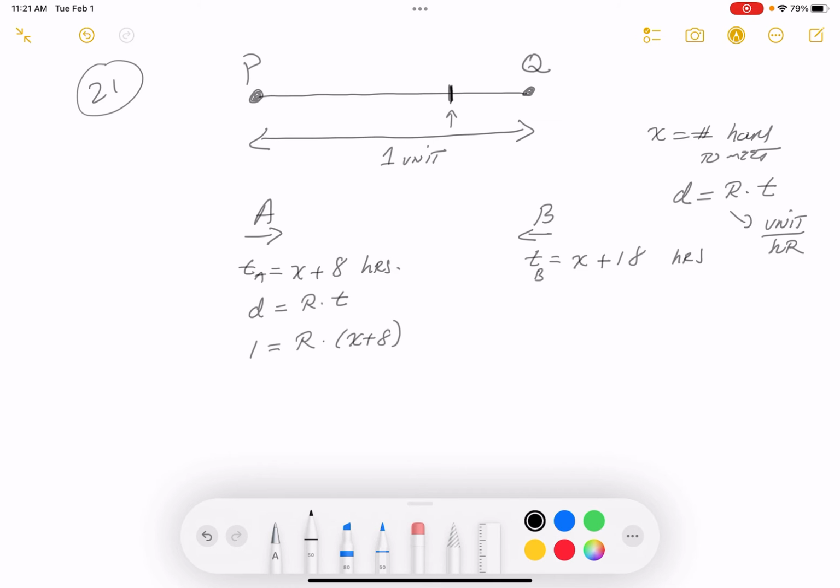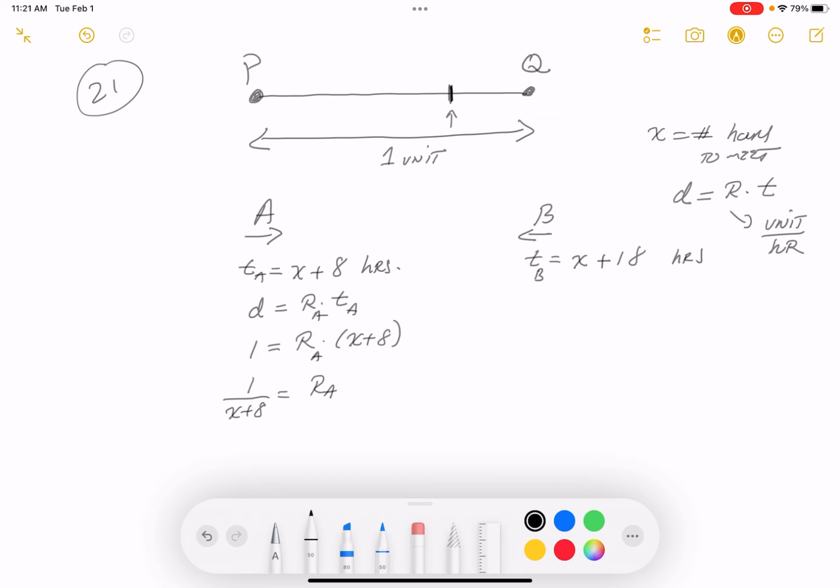So what's the rate for this? This, by the way, is the rate of A. Sorry about that. And this is the time of A. Distance is still 1, regardless of whether it's A or B. So what do you get over here? 1 unit every X plus 8 hours. And this is the rate of A.